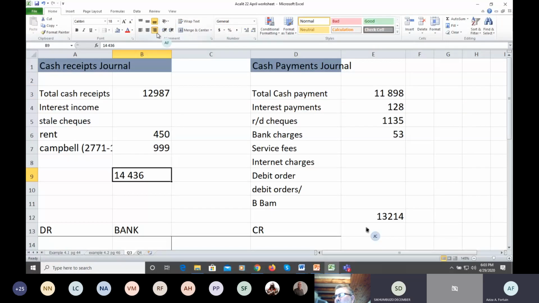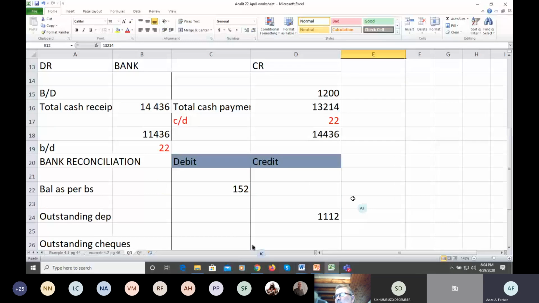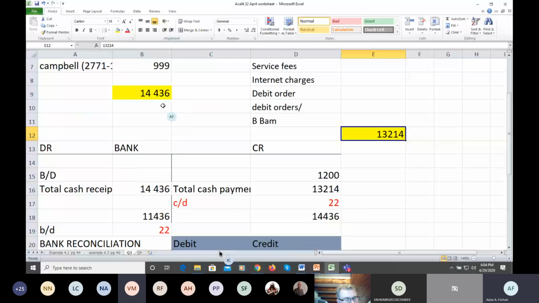So now I take my 14,436 and I put it under my bank in my cash receipts. Right? And I take my 13,214 and I put it there, because under my cash payments. Okay? This was my balance brought down. Unfortunately, it was unfavorable.